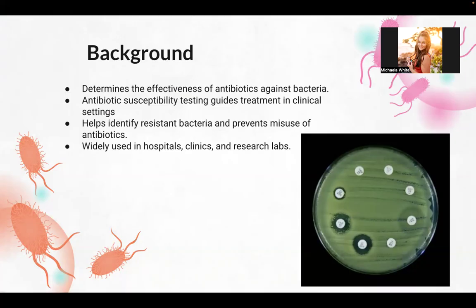So, a little bit of background. The Kirby-Bauer method allows us to see how well antibiotics inhibit bacterial growth. This is crucial in clinical settings to choose effective treatments, as well as preventing antibiotic resistance. In the lab, we can observe this by measuring clear areas around the antibiotic discs where bacteria is unable to grow. Like in this picture, the zones, the circles around the disc, are where the antibiotic is killing the bacteria so the bacteria can't grow.